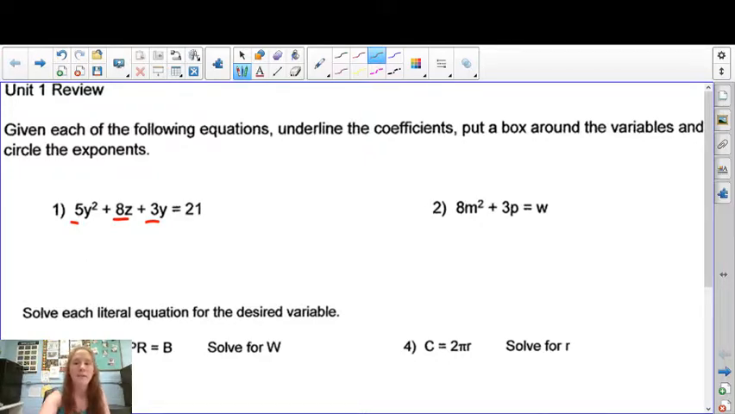Then we're going to put a box around the variables. So any letter gets a box. Just the letter. As best as you can. Again, you have a piece of paper and a pencil. It's a little bit easier than me doing this on my computer screen. And then you're going to circle any exponents. And remember, an exponent is the small font, a superscript that's up above. Now, again, 21 doesn't have anything on him, but he's not a coefficient, he's not a variable, and he's definitely not an exponent. So he's just left out.